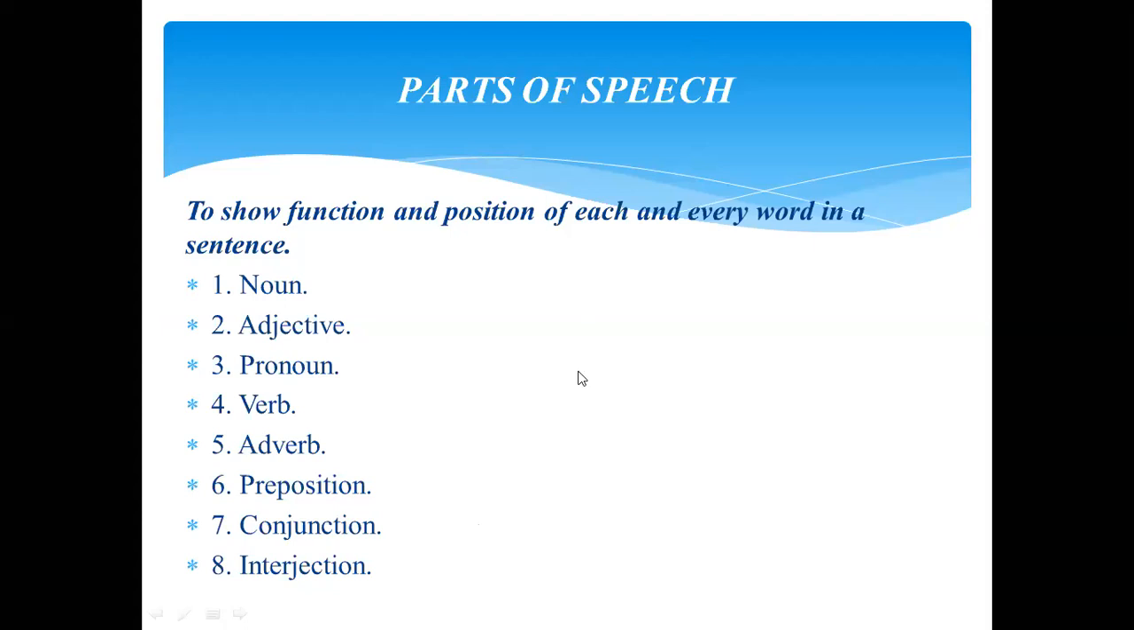The parts of speech actually show us the function and position of each and every word in a sentence. When we say function and position of every word in a sentence, then we believe that every word has got a different position and every word has got a different function. For example, I am a student. In this little sentence, every word has got a different position as well as a different function to do.